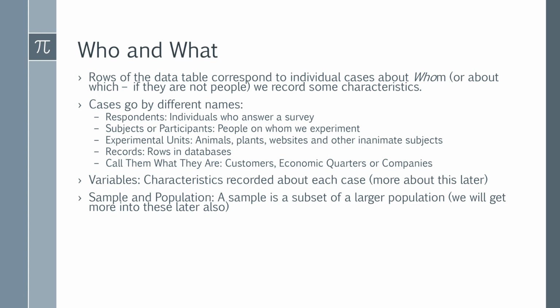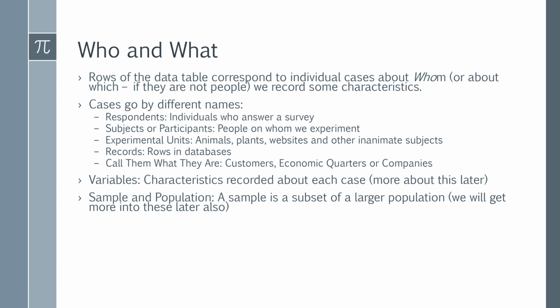Okay, so let's look at the who and the what. As we talked about before, the rows of the data table correspond to individual cases about whom, or about which, if we're not talking about people, we record some characteristics. So think of the data table that we looked at in our example. Our rows correspond to properties, okay? So each property would be a case.